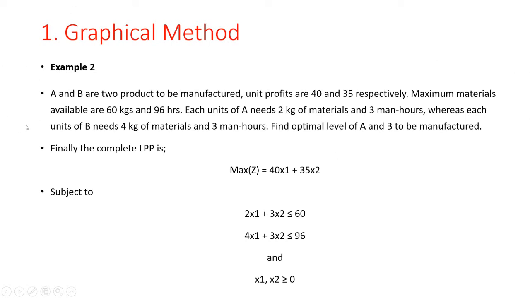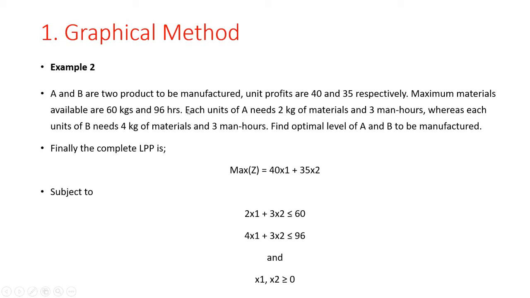In solving the linear programming problem, what is the first step? Formulation of a linear programming problem. So we are converting this problem into the formulation of a linear programming problem. How to convert? There are an objective function, structure constraints, and non-negativity constraints. So what is our objective for this example?